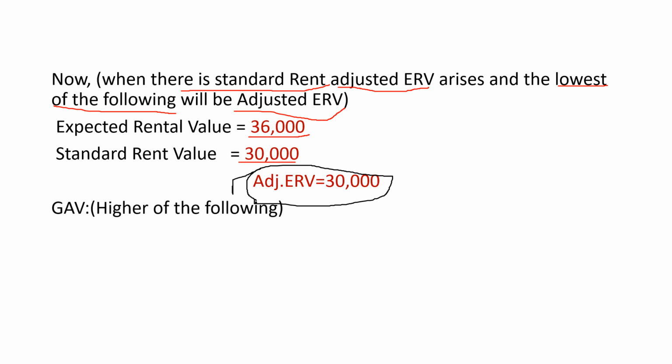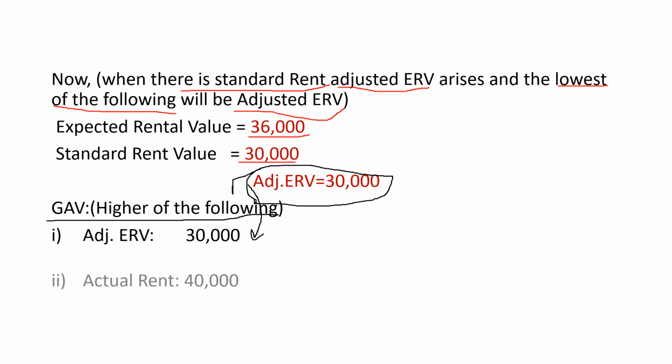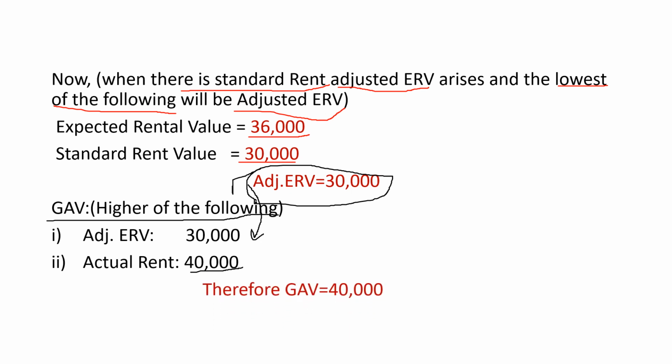And now it's time to find out GAV, higher of the following. Now let's see. Adjusted ERV, this we have taken here. Next, actual rent 40,000. Out of this, higher of the following, you need to consider it as GAV. So this is the manner of calculating GAV when standard rent is given.